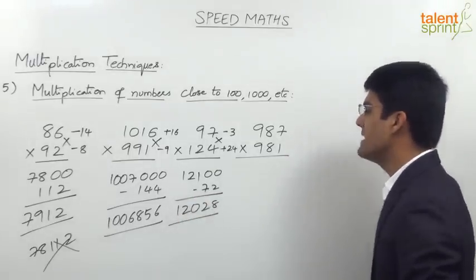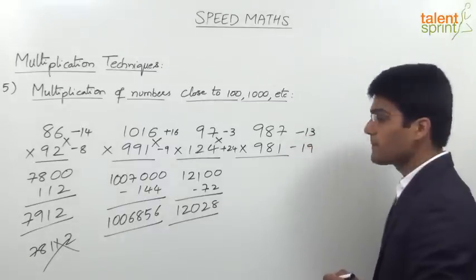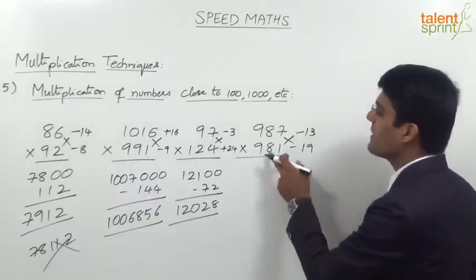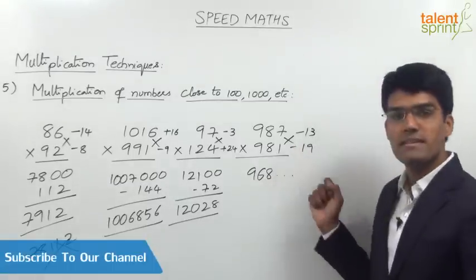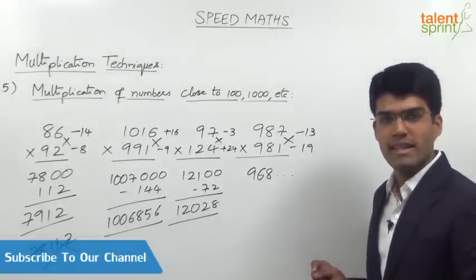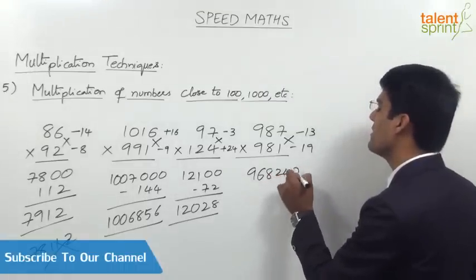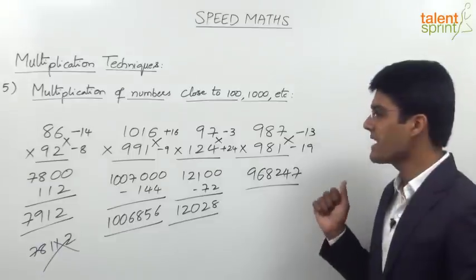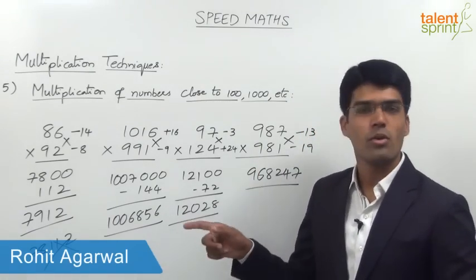The last one is 987 into 981. 1000 minus 13, 1000 minus 19. So 987 minus 19 or 981 minus 13. 981 minus 13 will be 968, and we have three zeros after this since the base is 1000. Minus 13 into minus 19 will be plus 247. So the answer here will be 968247. So practice well on this technique and make sure that next time onwards, whenever you see numbers close to 100 or 1000, you get the answer without following the regular procedure.